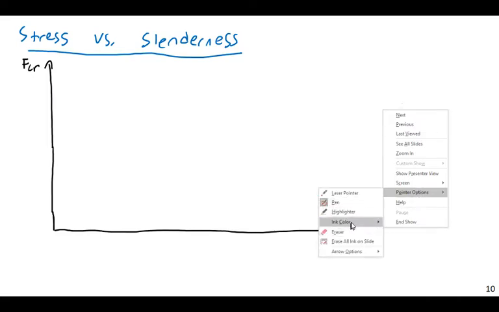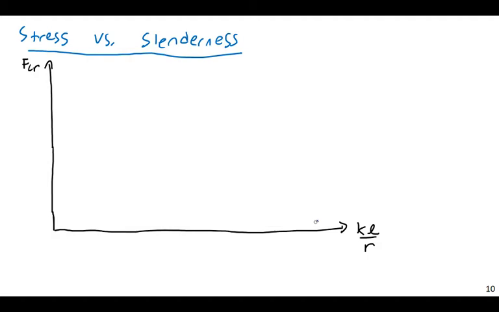So first I'm going to show the Euler equation. The Euler equation would be something like this. It would happily go off to infinity. We wouldn't even be able to see the end of it on this chart because it's going to asymptotically approach infinity, basically.